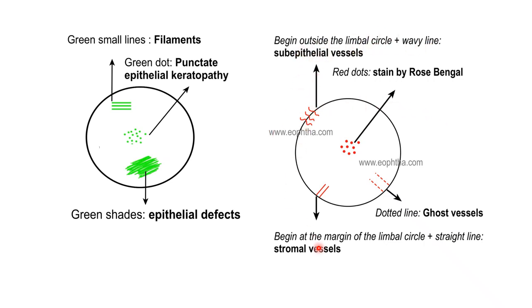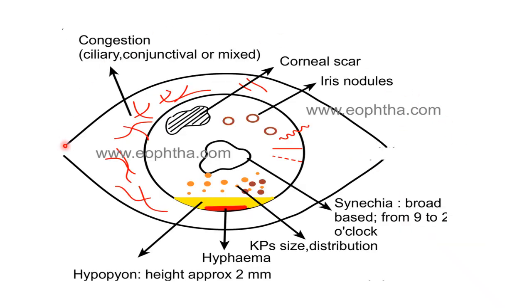So basically, the new thing here is the subepithelial vessels, which begin outside the limbus and they are wavy in appearance, whereas stromal vessels begin at the margin of the limbus and are in a straight line. The ghost vessels is in dotted lines and rose Bengal stain we've already discussed. So this is a composite diagram showing so many features. So they're trying to show a synechia basically, broad-based synechia from 9 to 2 o'clock position. That's actually a festooned pupil that they're trying to show you, right?